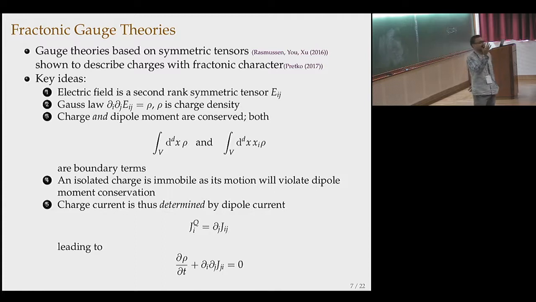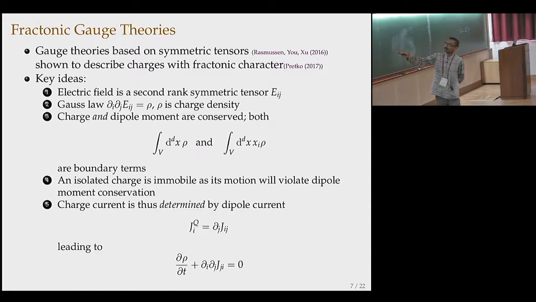Instead of having the electric field as a vector, you make the electric field a second rank symmetric tensor. Right? And then the Gauss law is implemented in this way, where two divergences on both the indices of the electric field becomes the charge. So this is the charge. Then the claim is that this charge is fractonic. Why is that? If you look at this, you will see that if I take the integral over a volume, this object will become a surface term. It means no process inside the bulk changes the charge. Charge is conserved. In addition to that, no process in the bulk can change the dipole moment of the system.